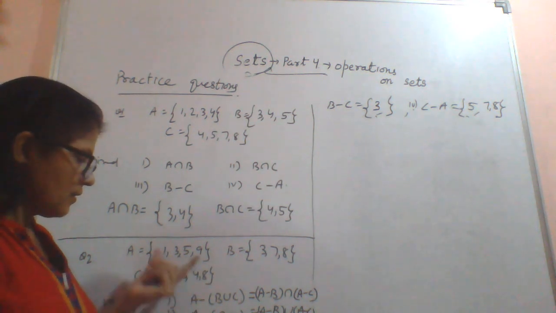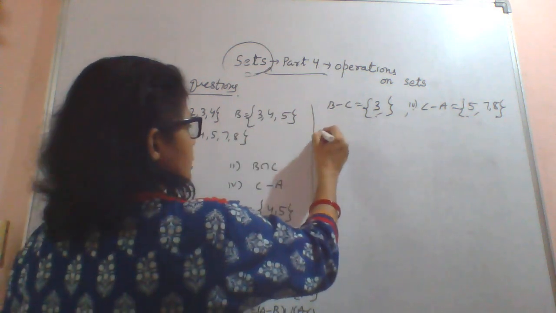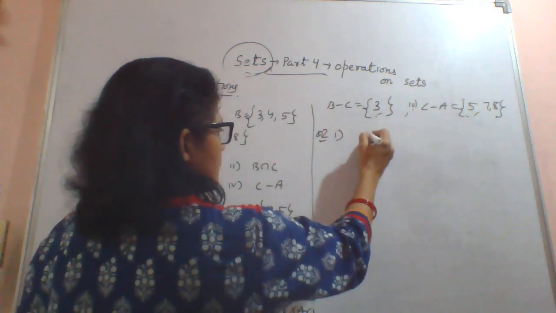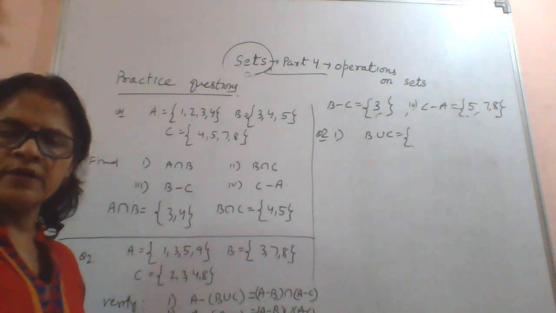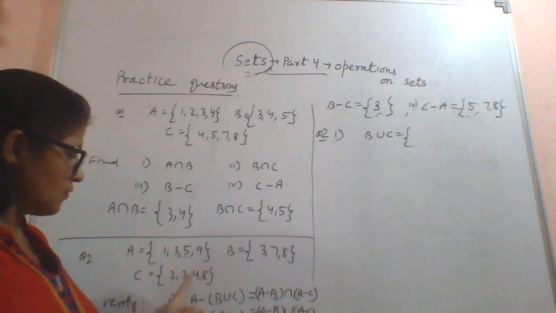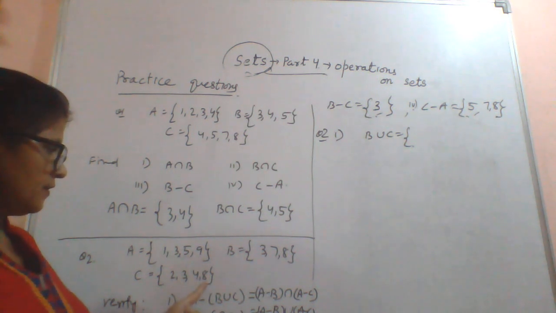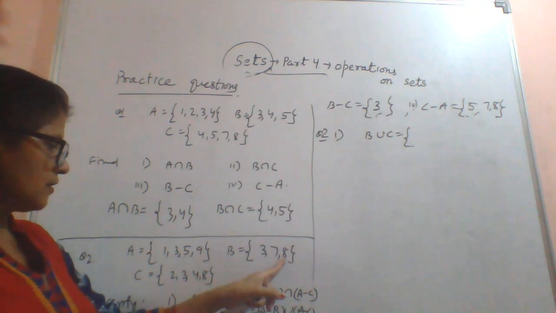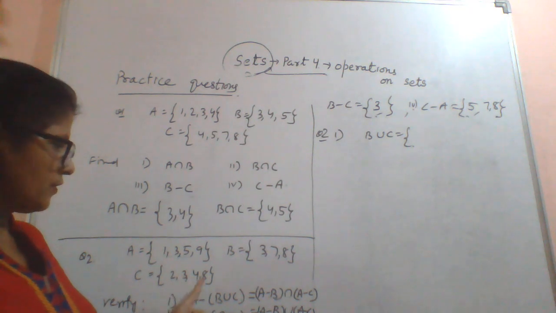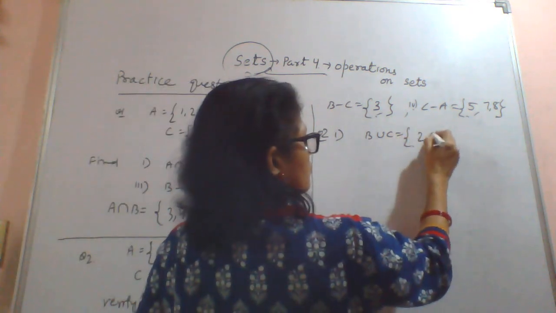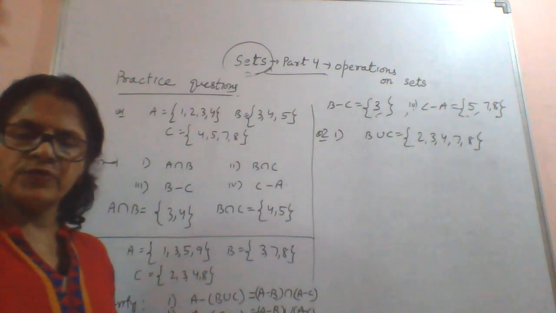So B union C, let's find first. Question number 2, first part. B union C means elements which are in B or in C. So B union C: 3, 7, 8, 2, 3, 4, 8. 8 once, 3 once, so 2, 3, 4, 7, 8. This is your B union C.